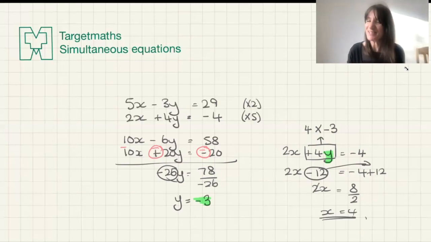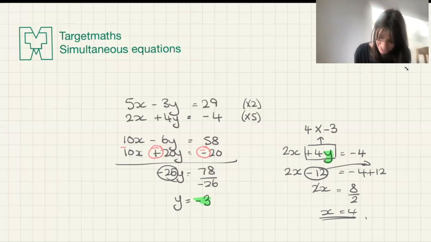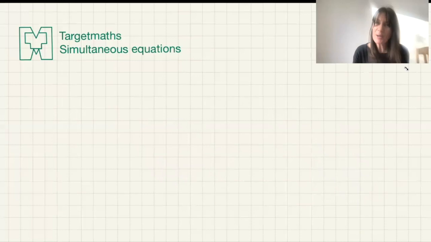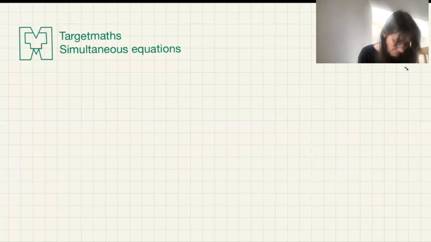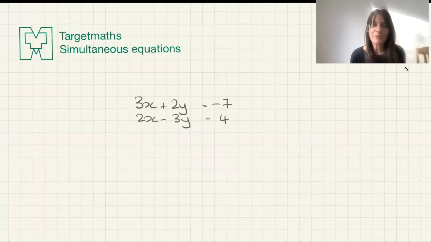Okay. The sun has come out. Hopefully you can still see the screen and it's not too bad. Okay, we're going to do one more, and then you can just crack on and do some practice. It's 3x plus 2y equals -7 and 2x minus 3y equaling 4. All right, so again, hit pause and press play when you're ready.